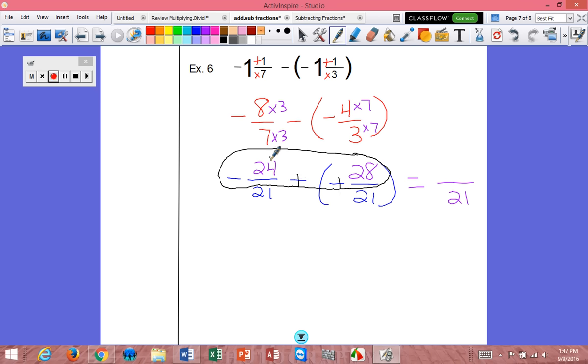Since it's subtraction, we are going to add the opposite. And now I have negative 24 plus a positive 28. Negative plus a positive means we're just going to subtract. 28 minus 24 is 4. And the absolute value of a positive 28 is greater than the absolute value of a negative 24, so our answer would be positive. And this cannot be reduced.